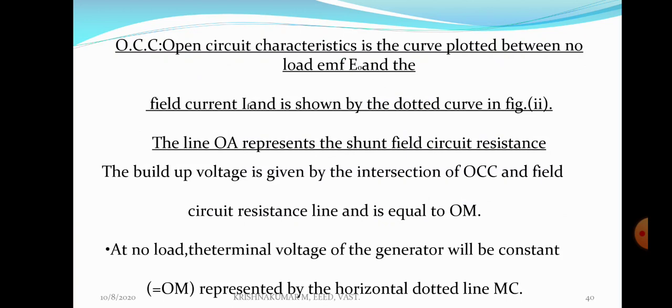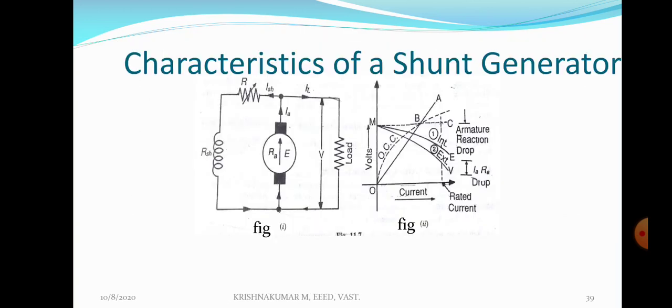So what is happening at this point B? The build-up voltage for this particular shunt field circuit resistance is given by OM. At point B, the intersection of the OCC and the shunt field circuit resistance line takes place. The voltage corresponding to this point B is OM. The build-up voltage for a particular shunt field circuit resistance is OM.